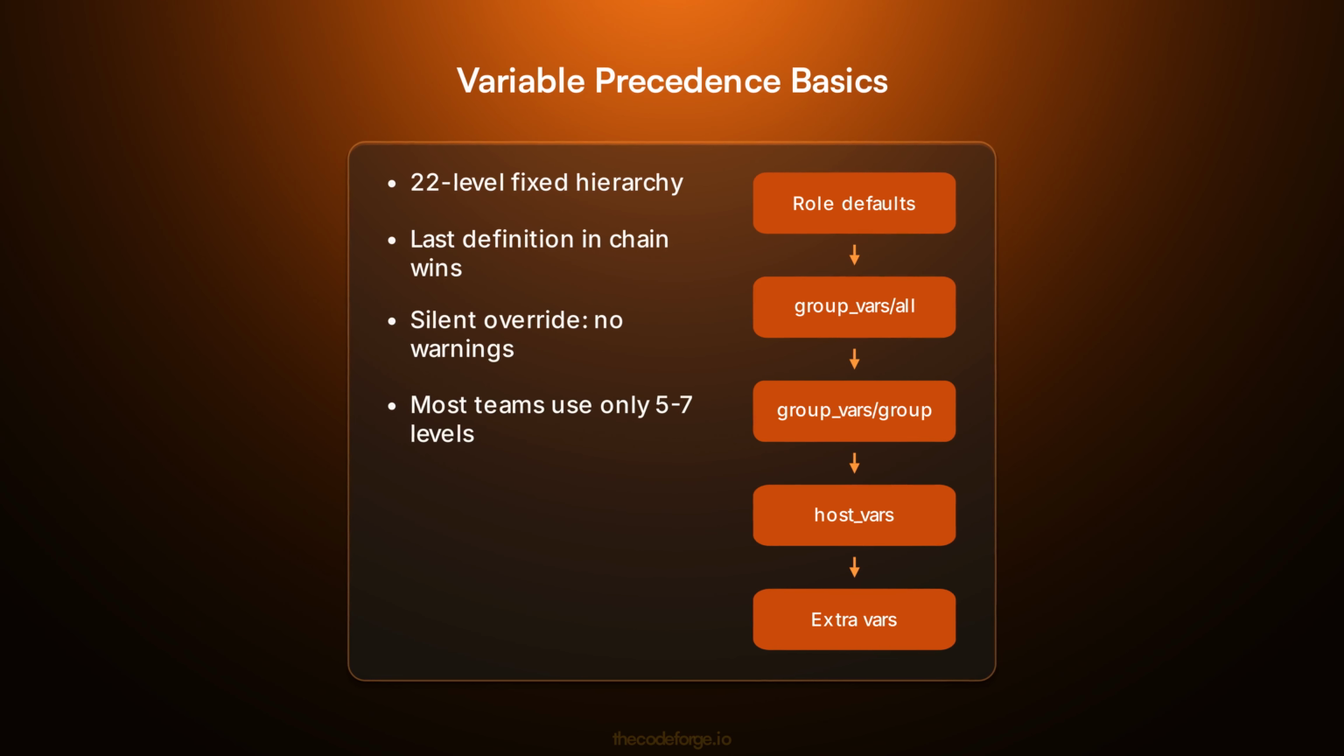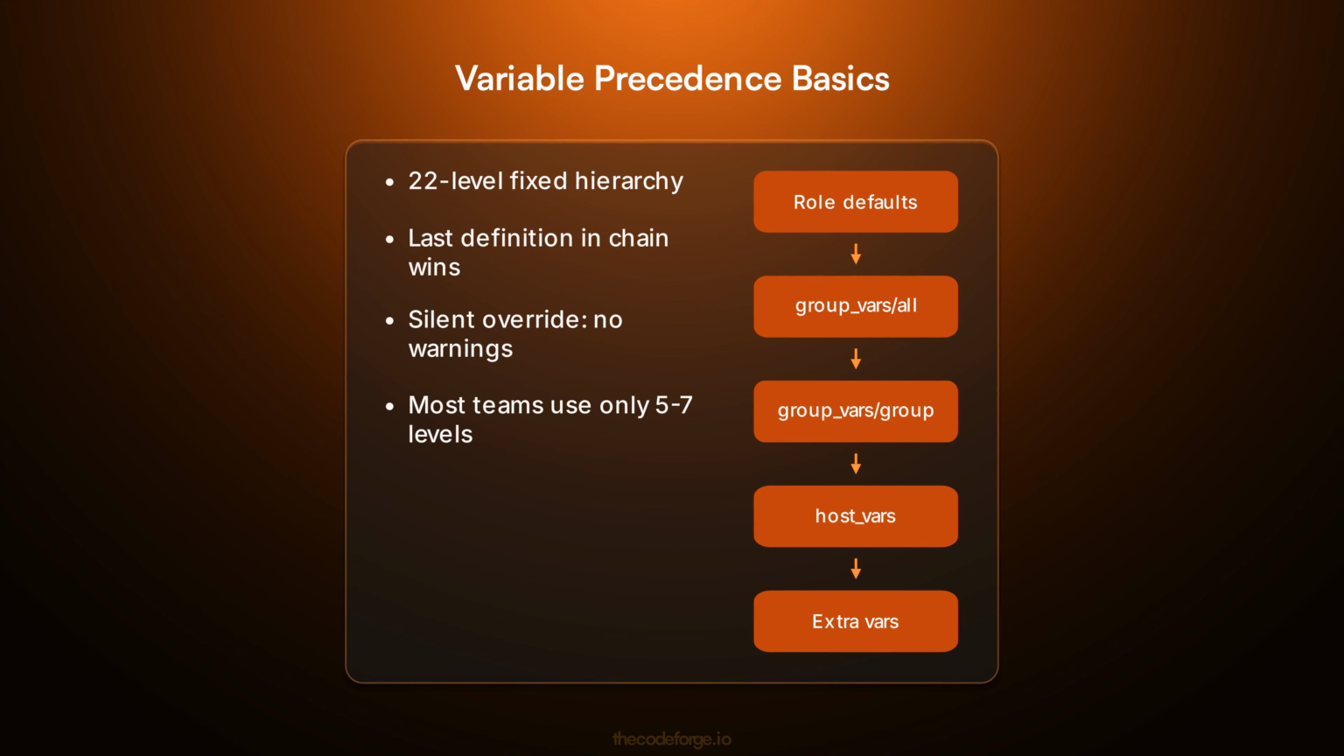Variable precedence is a deterministic override chain from lowest priority, role defaults, to highest, command line extra vars. The rule is simple: the last definition wins. But the chain is 22 levels long, and most teams only use a handful, leaving invisible traps when variables collide across inventories, roles, and includes.